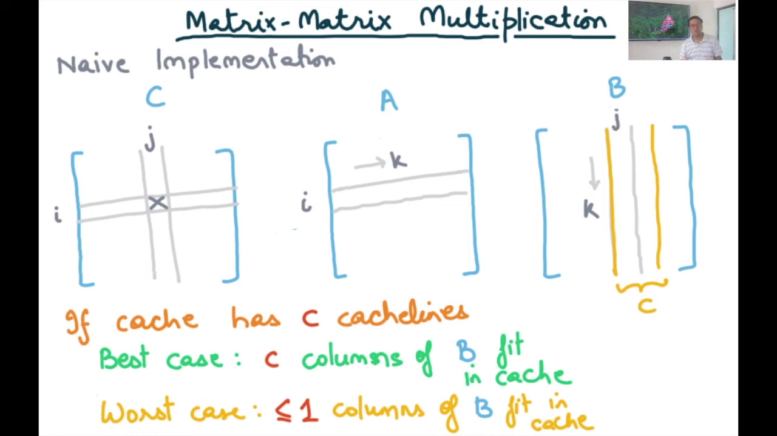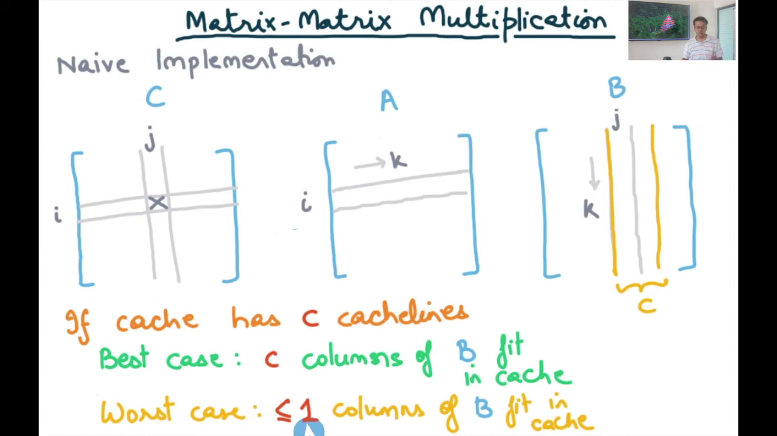By the time I start with the j plus 1th column, the entries of all the j plus 1 column are already in the cache, because when I brought the entries of the jth column, the cache lines came into the cache, and because those cache lines fit in the cache, when I start doing the j plus 1 column, I'm able to reuse those available cache lines. And so that's the best case, when C columns of B fit in the cache.